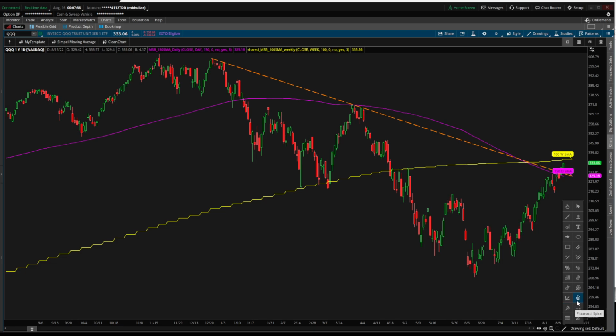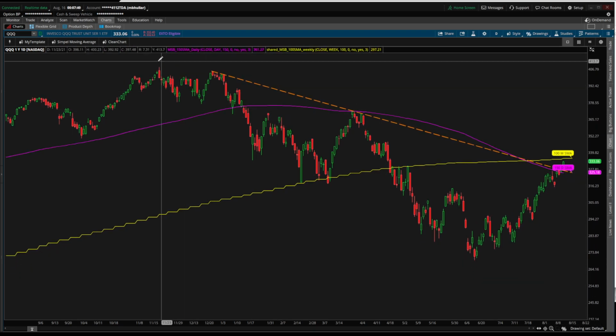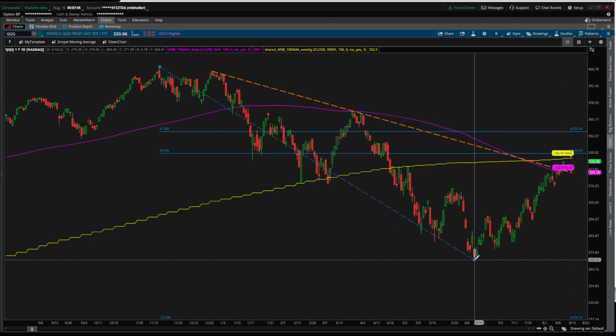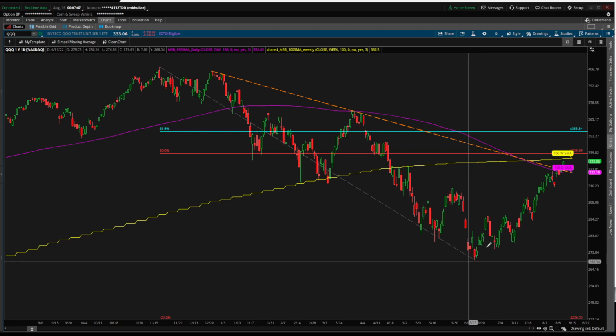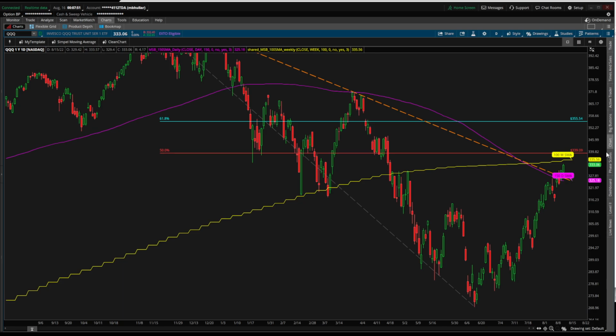We can do one more thing here. We can also plot the fib levels, the same thing, from the top to the most recent bottom, which is 269.41. One of the things you will see, which is slightly different from the SPX chart, is that while the SPX has already exceeded the 50% retracement level, in the case of the Qs, we haven't. So we are actually close. That's why these are the two levels that I'm watching.